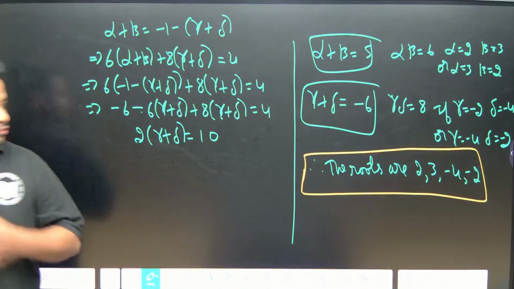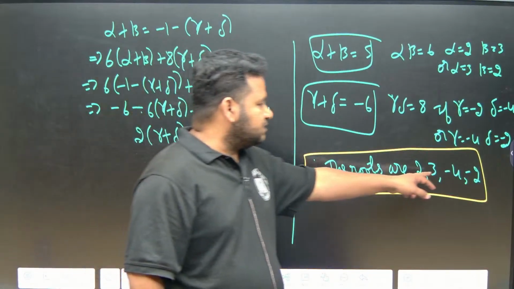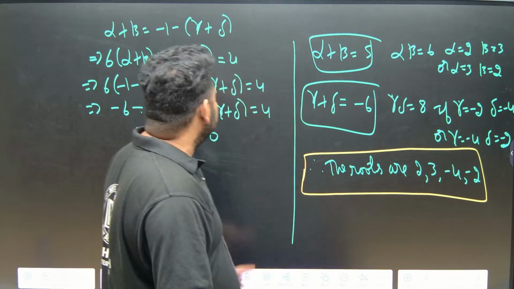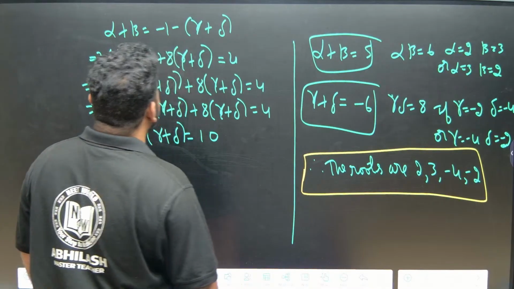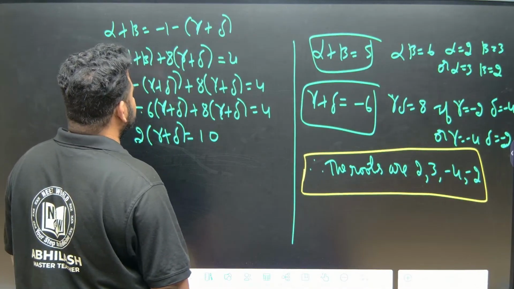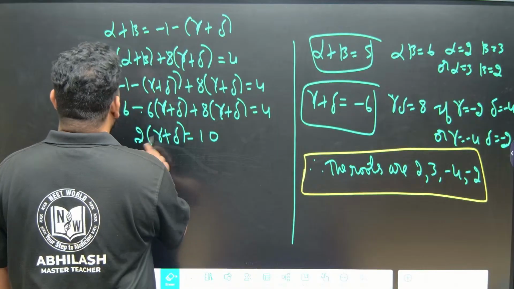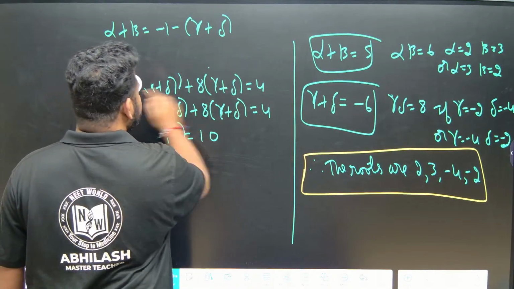So therefore the roots are 2, 3, minus 4, minus 2. This is the way you have to solve this question, friends, clear na? So alpha plus beta is equal to minus 1 minus gamma plus delta. This is the way you can solve. Otherwise, you can take it like this also.